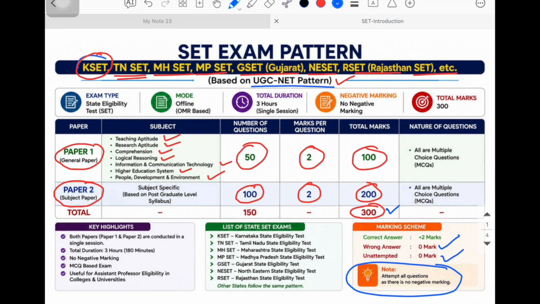Means a wrong answer is considered as a negative of one-fourth of the original mark. Okay, so this is the question pattern. This is the same as KSET, TNSET, MHSET and every state except Kerala.